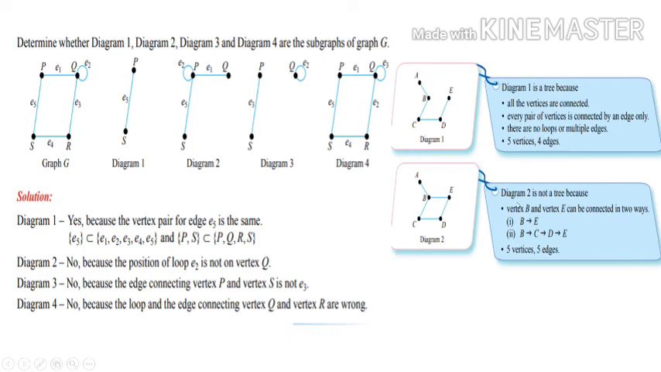Diagram 2 is not a tree, because vertex B and vertex E can be connected in 2 ways: B, E and B, C, D, E. And lastly, 5 vertices, 5 edges.